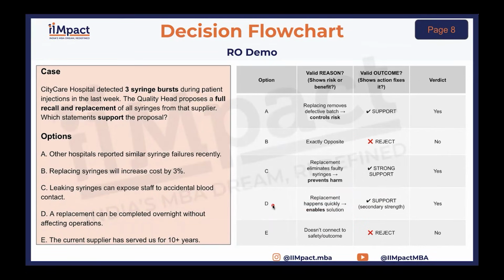So it is a yes, it is an answer, not as strong as A and C, because A and C touch upon the safety aspect while D touches upon the feasibility aspect, which is a secondary issue. But nonetheless, D would be a yes. The current supplier has served us for 10 plus years. Now, this in no way or shape connects to the safety aspect.